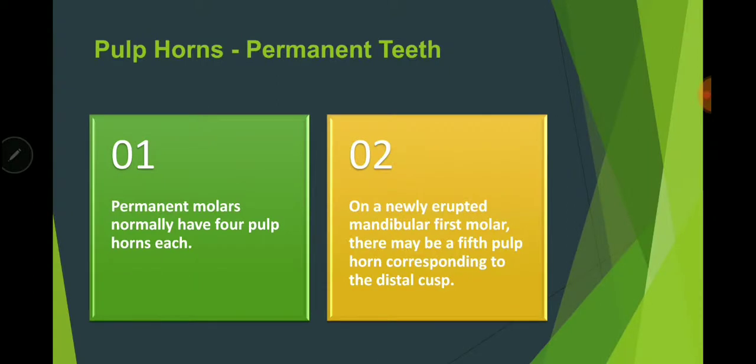The permanent molars normally have 4 pulp horns in each. So the anterior teeth usually have 3 pulp horns, except for the maxillary lateral incisor, which may have 1 to 3, and the posterior teeth generally have 4 pulp horns. On a newly erupted mandibular first molar, there may be 5 pulp horns.